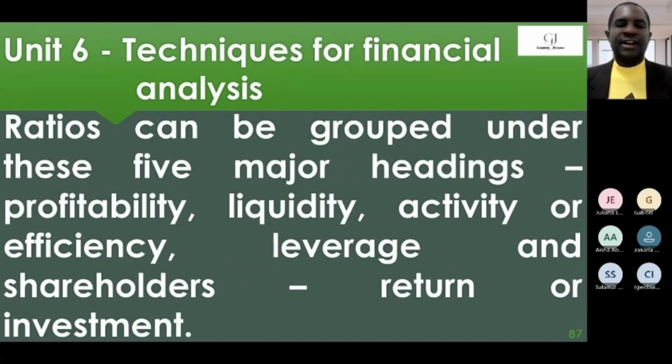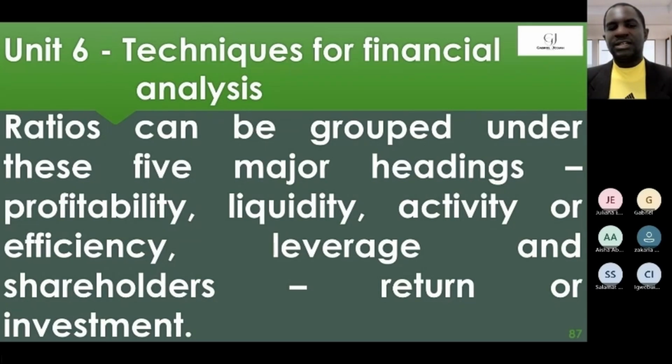They can be grouped under 5 categories, which we'll be looking at: profitability, liquidity or short-term solvency, activity or efficiency, then leverage or long-term solvency, and we'll also look at shareholders' return or investment. So these are the 5 broad types of ratio analysis.